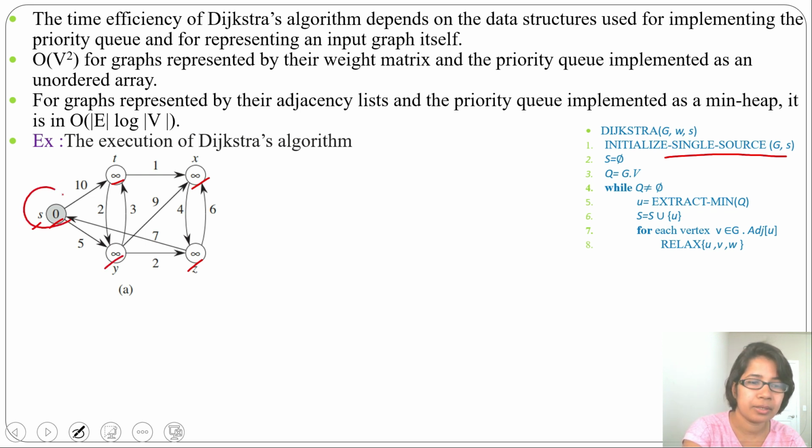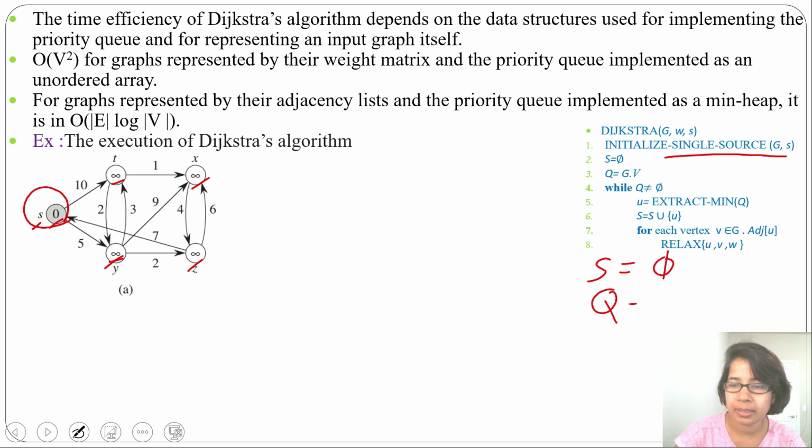So for S, D equals 0, and for every other vertex, D equals infinity. Let me maintain a set S. Initially S equals empty, and I will maintain another set Q. Q equals G.V, which means Q will contain all the vertices. So let me write all the vertices' D values here: for S it is 0, for the others it is infinity.